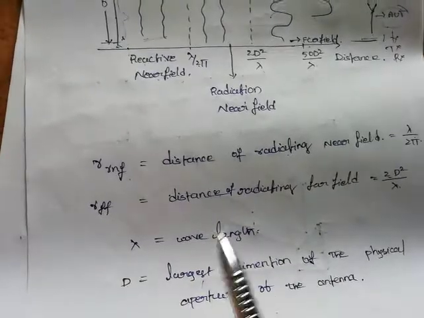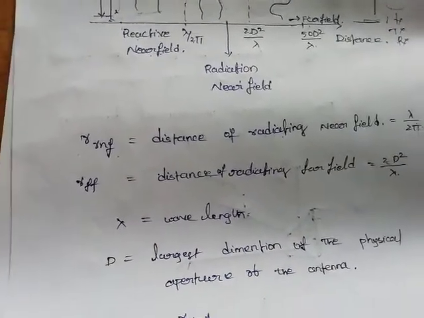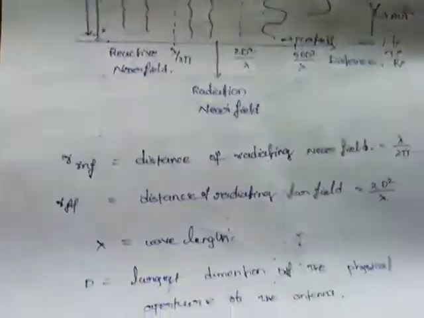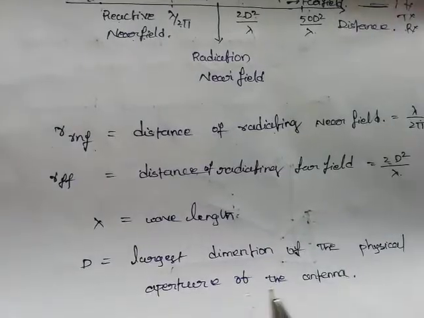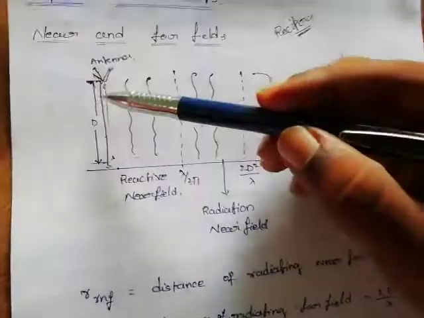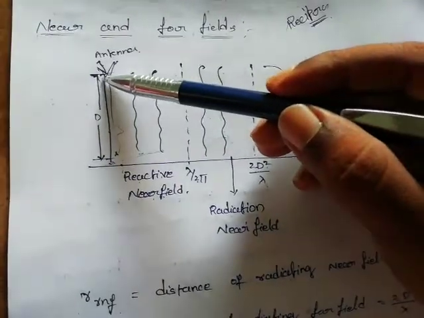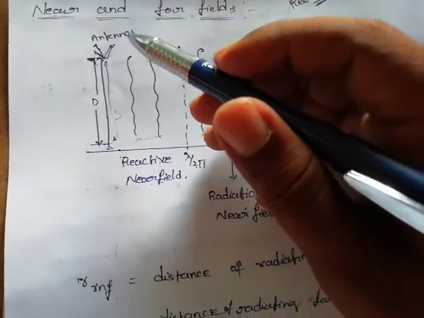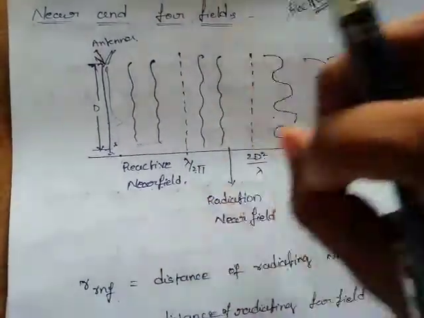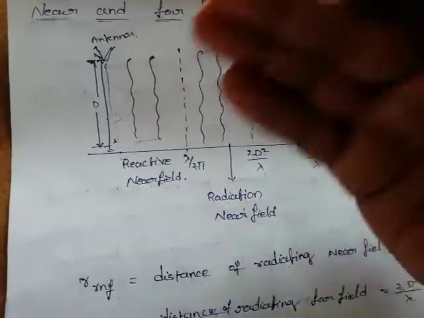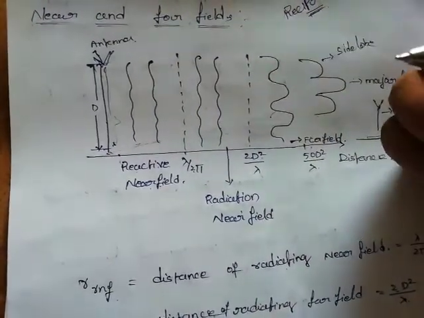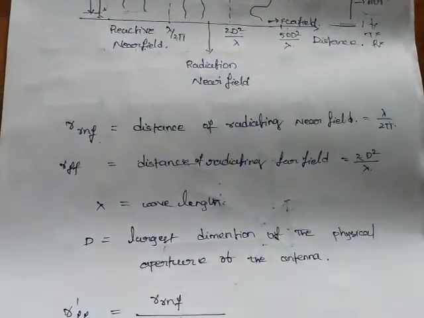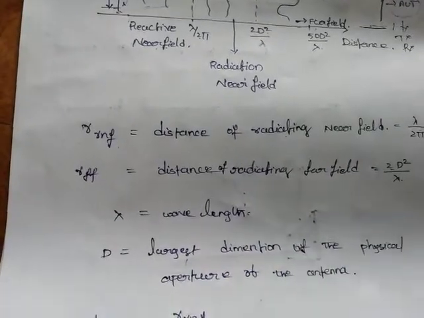Next, what does lambda mean? All of you know that it is the wavelength. What is the D here, in 2d square by lambda? D is the largest dimension of the physical aperture of the antenna. It is not only length and width, but the largest dimension of the aperture of the antenna. I already told you that the aperture is the total mouth of the antenna from which the waves are radiating. That total area gives the dimension D, the largest dimension of the physical aperture of the antenna.